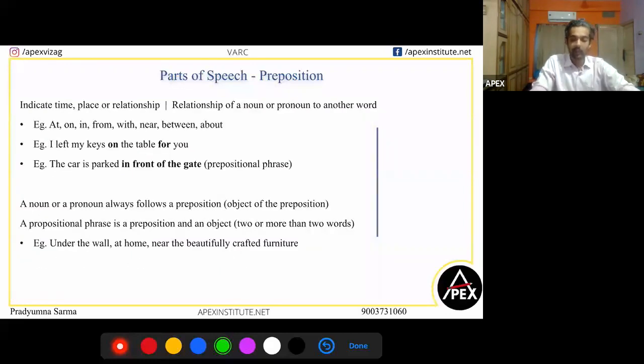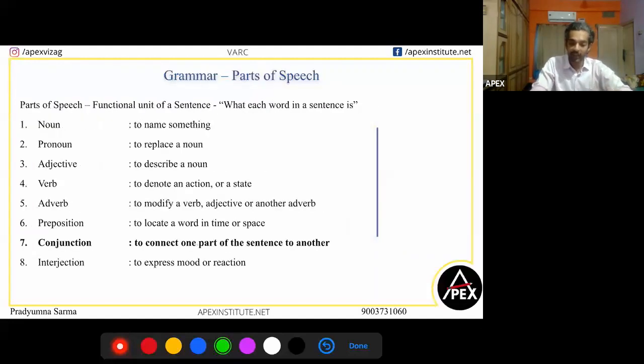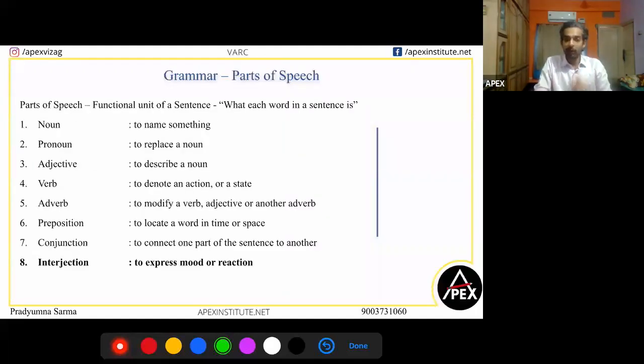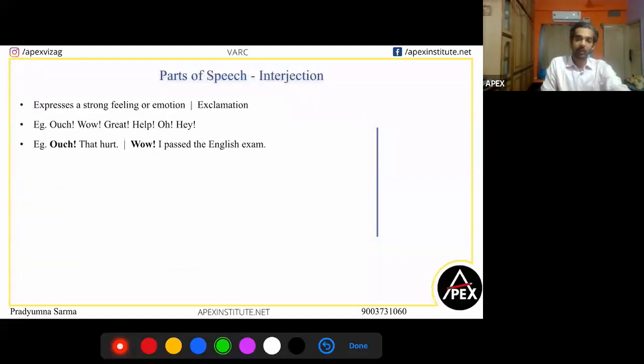So let's go forward. Now, I am leaving out prepositions and conjunctions from this PPT because we are going to deal with them in another PPT very, very deeply. Okay. So I'm going to go to interjections here. What is an interjection? An interjection is nothing but a word which expresses a mood or reaction. Okay? All right? Okay. Now see. For example, we have this word, wow. So in this entire sentence, wow, I passed the English exam. Wow is expressing my emotion.